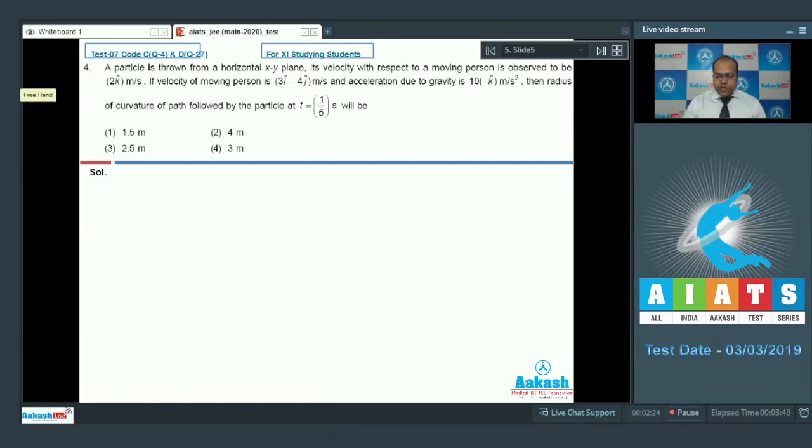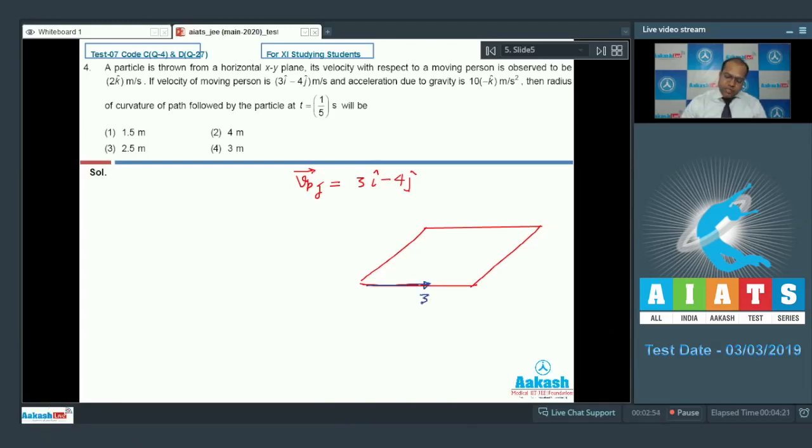So at t equal to 1 by 5 second, if I calculate the velocity of particle with respect to ground, then its z component becomes 0. So it comes out 3 i cap minus 4 j cap. At this moment, if I draw the xy plane, then let the x component of velocity be in this direction, that is 3 i cap, and minus 4 j cap is in this direction, and this component is 4. If I take the resultant of these two, the 5 will come in this direction, and the acceleration at this moment is acting perpendicular to the resultant velocity in this direction, that is g.